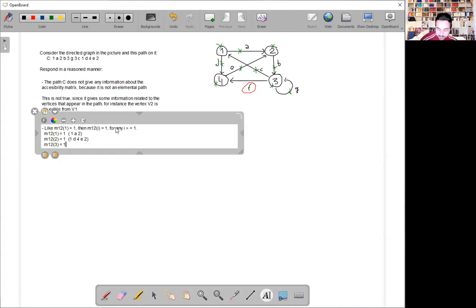This is the answer. There is no path of length 3 from 1 to 2.